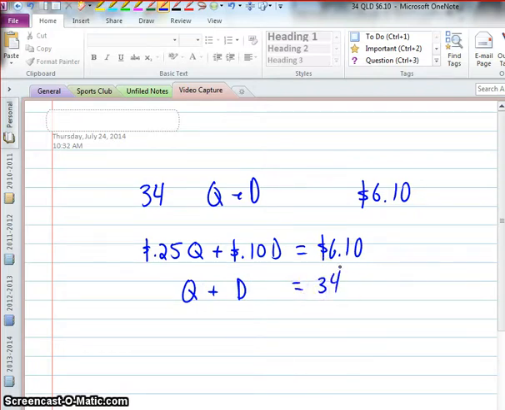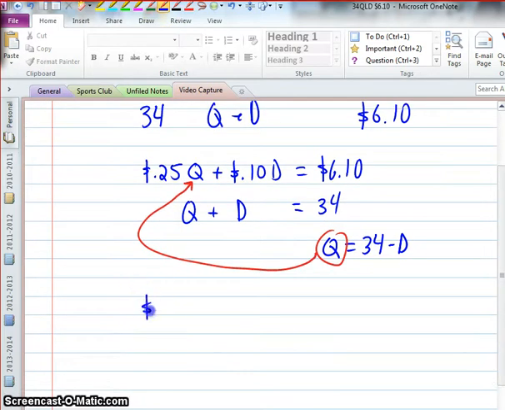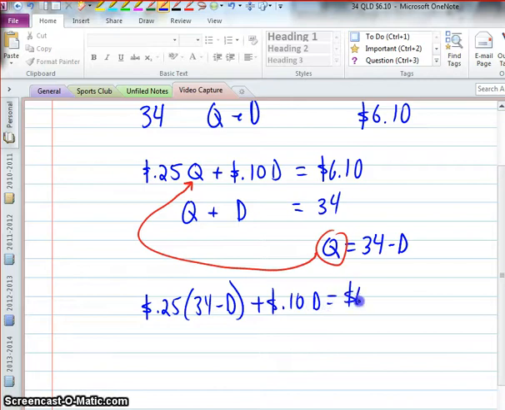So what if, as a different way to approach this problem using what we've learned, I took the second equation and got quarters by itself by subtracting dimes to the other side? Now I have quarters all by itself, so why don't I replace it with what it equals in the first equation? So now I can rewrite the first equation as 25 cents times (34 minus d) plus 10 cents times d equals $6.10. Essentially, I've got one variable now that I can solve for.